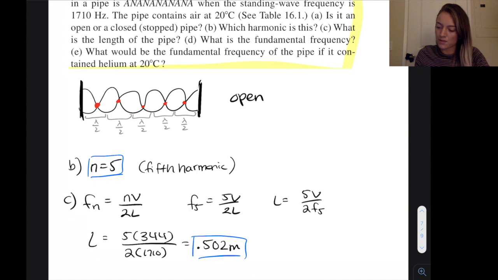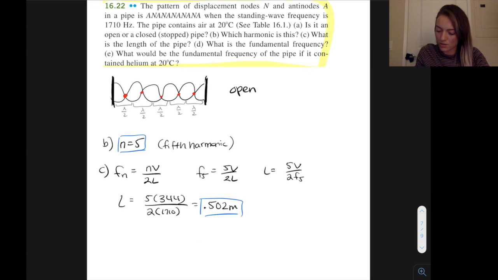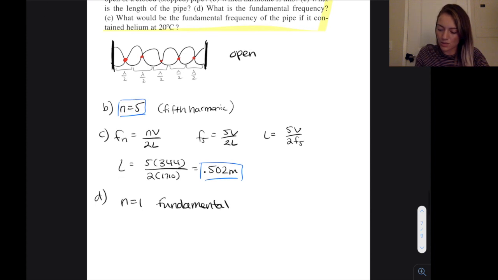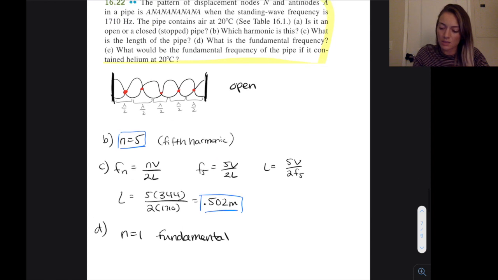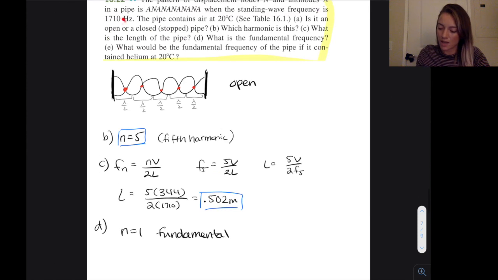And then we want to know, what is the fundamental frequency? So the fundamental frequency we know is when n is equal to 1, right? And so then we just plug that into this equation with n equal to 1 now that we know the length, and we find the fundamental frequency. And remember, we're going to expect the fundamental frequency to be lower than this, because the fundamental frequency is the lowest frequency, and then all the other ones are higher than that, right? So we expect this to be somewhat lower than 1710.